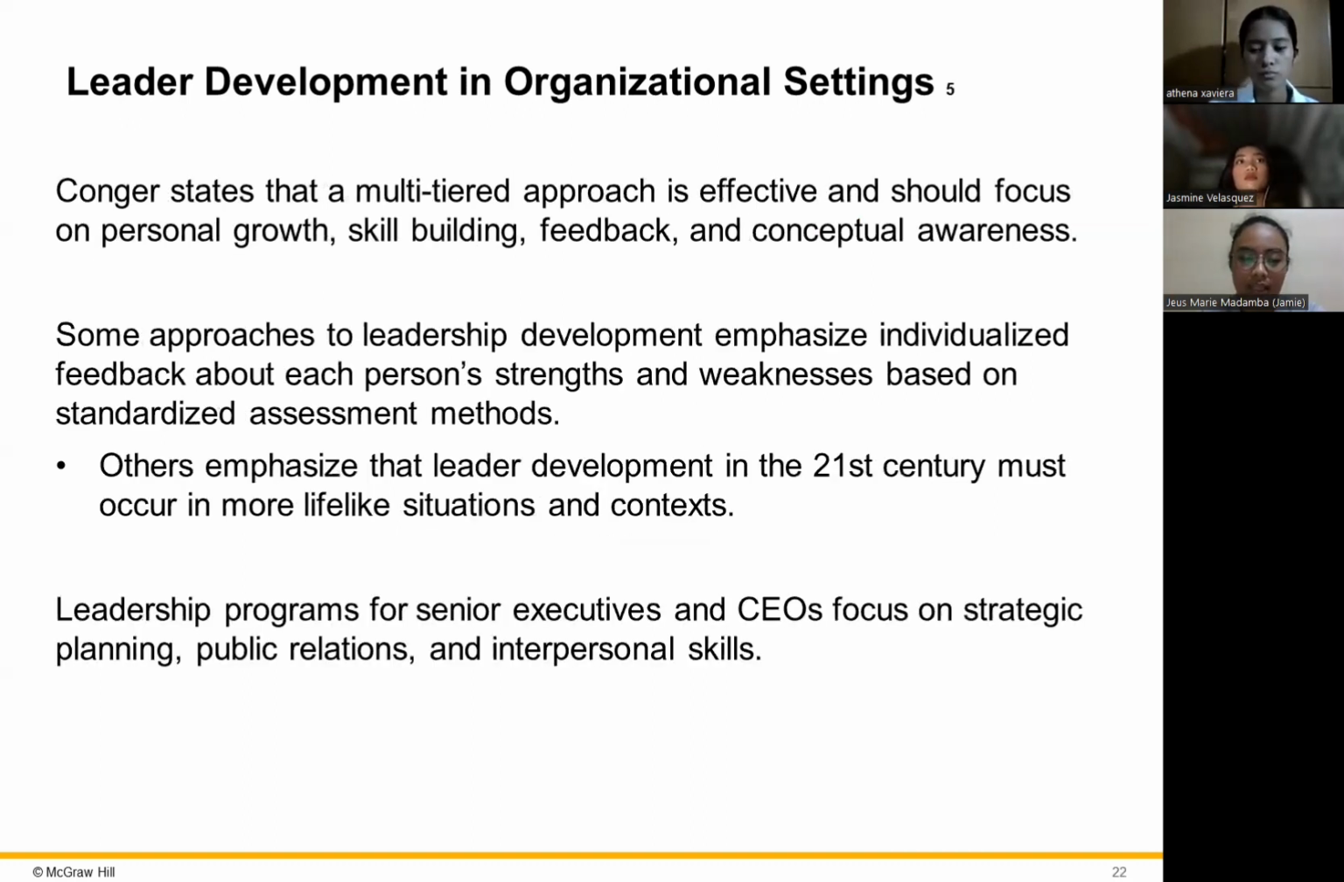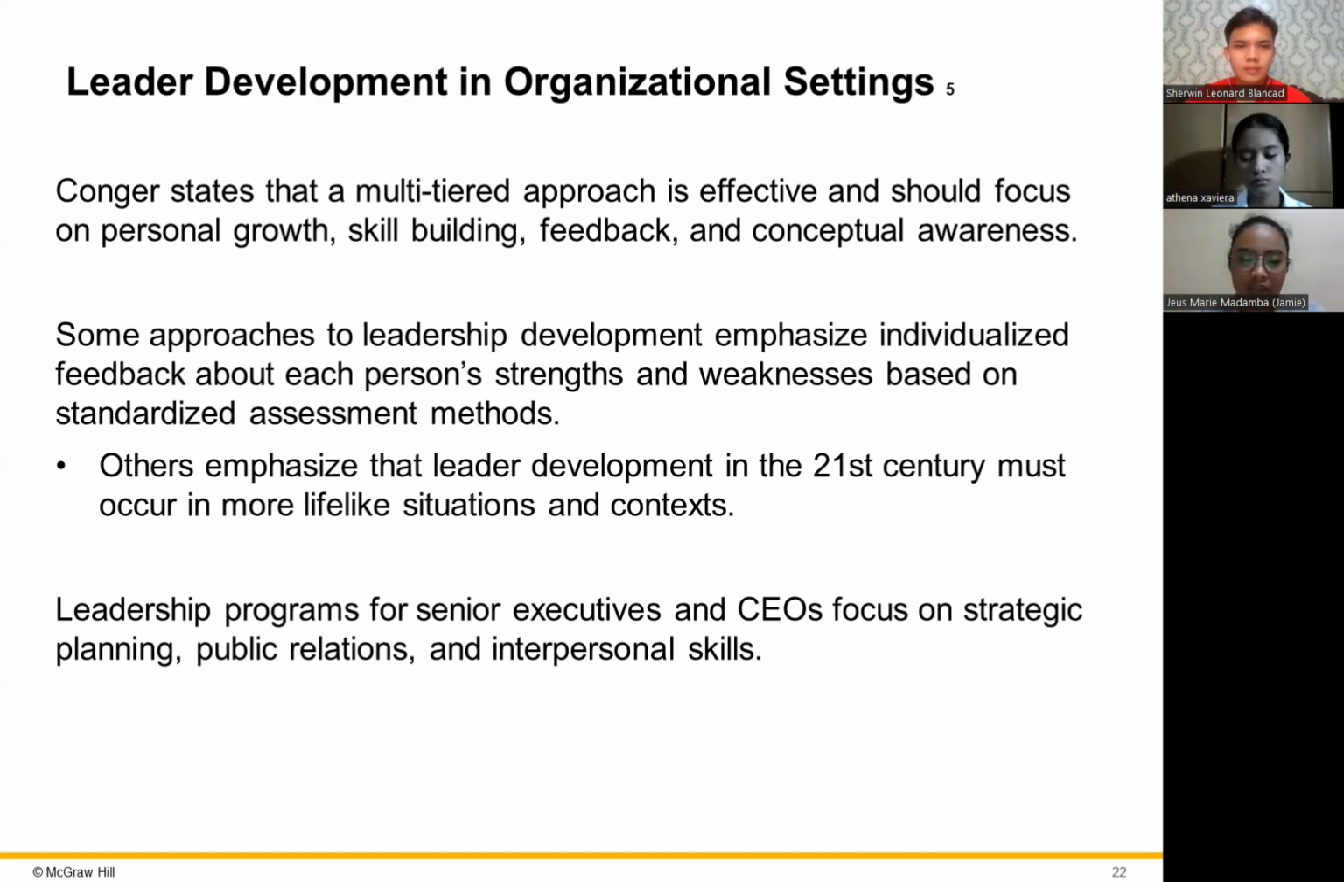As Conger states, a multi-tiered approach is effective and should focus on certain areas, namely personal growth, skill building, feedback, and conceptual awareness. Several approaches to leadership development have come to light to aid this goal. Some emphasize individualized feedback regarding a person's strengths and weaknesses based on standardized assessment methods, while others emphasize the fact that it's the 21st century, so leader development must occur in more lifelike situations and contexts.